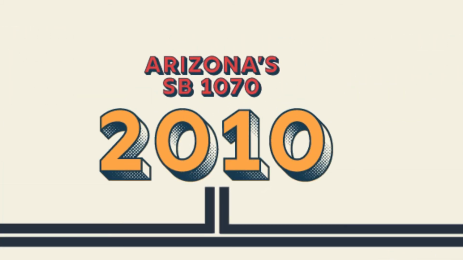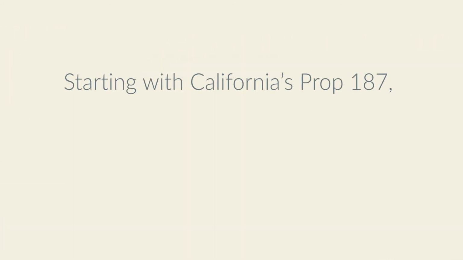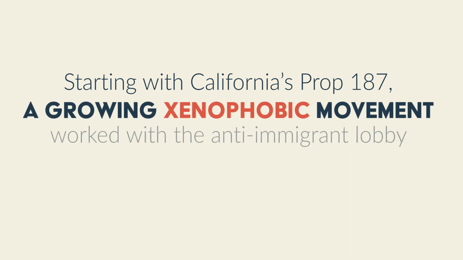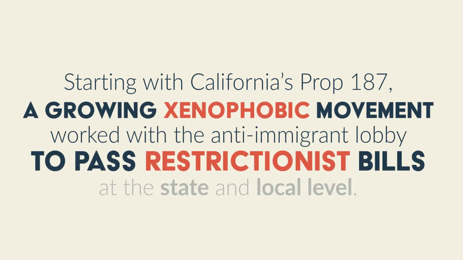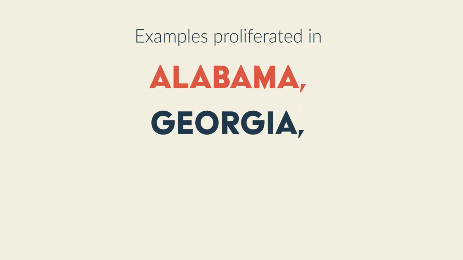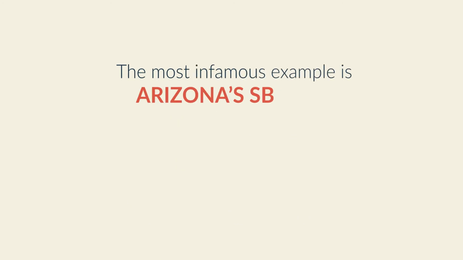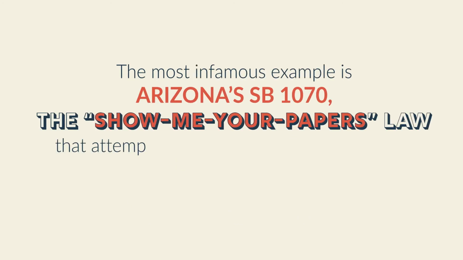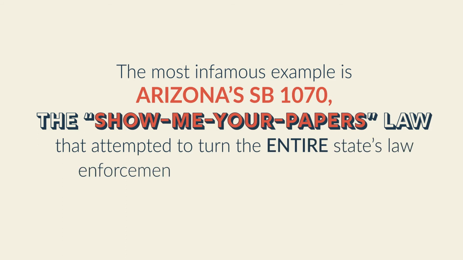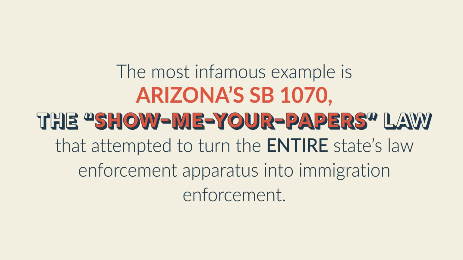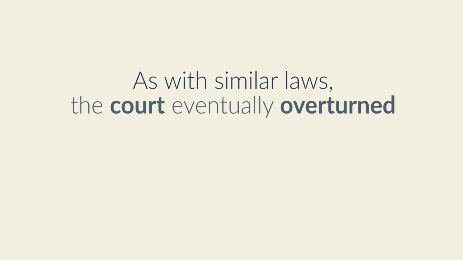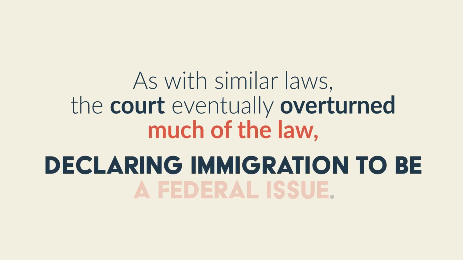2010. Arizona's SB 1070. Starting with California's Prop 187, a growing xenophobic movement worked with the anti-immigrant lobby to pass restrictionist bills at the state and local level. Examples proliferated in Alabama, Georgia, Texas, and elsewhere. The most infamous example is Arizona's SB 1070, the "Show Me Your Papers" law that attempted to turn the entire state's law enforcement apparatus into immigration enforcement. As with similar laws, the court eventually overturned much of the law, declaring immigration to be a federal issue.